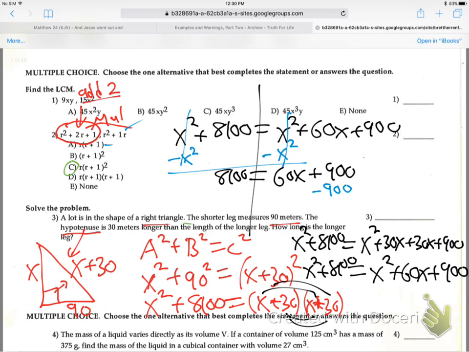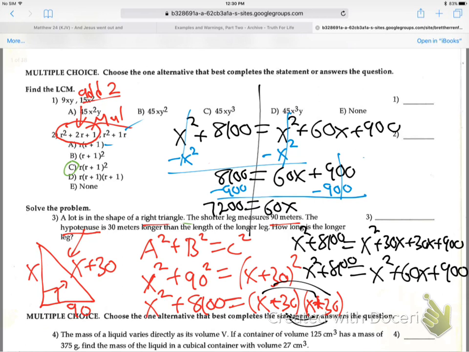So subtract 900 from both sides. What is that? 7,200? Yeah. So 7,200 is 60x.